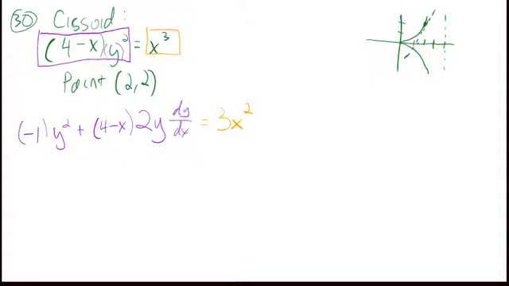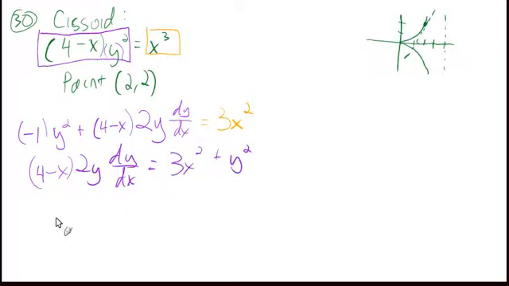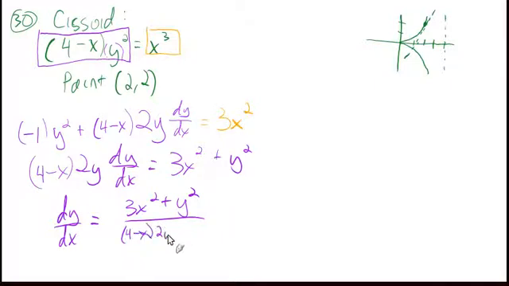And now we just need to solve for dy dx. So all this stuff is kind of attached to dy dx for the moment. We'll add y squared to both sides. 1 minus x times 2y times dy dx. And dy dx is equal to 3x squared plus y squared over this whole thing, 4 minus x times 2y. Is that it? Yeah, that's it. Just that. And the point 2, 2, we're going to find dy dx at 2, 2.